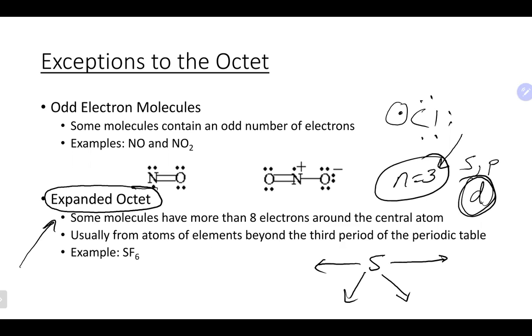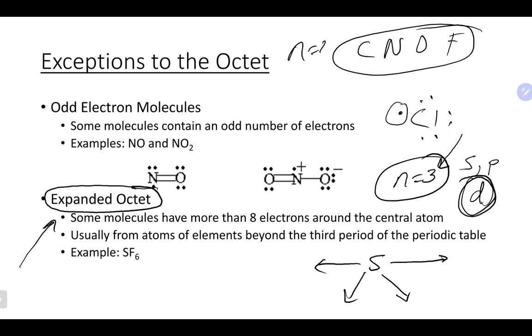That also means that if you look on the periodic table where nitrogen, oxygen, carbon, and fluorine are, that is period number 2 on the periodic table, which has only s and p orbitals, no d orbitals. And they should never, ever, ever go over 8 because they don't have the ability to do so.